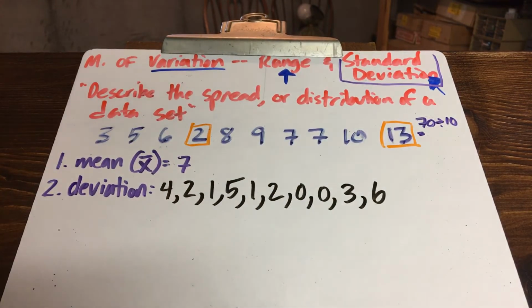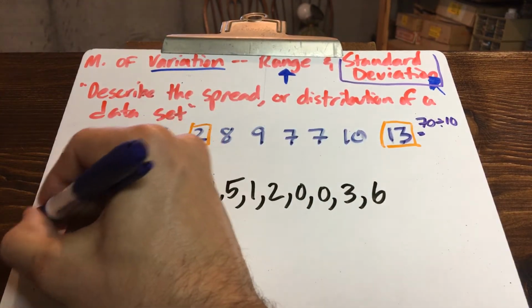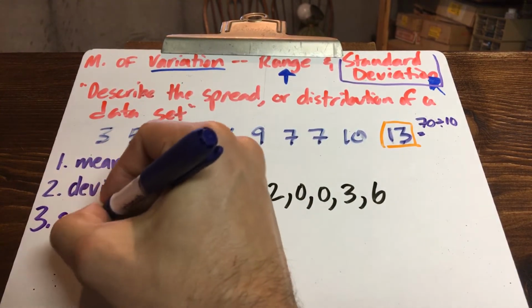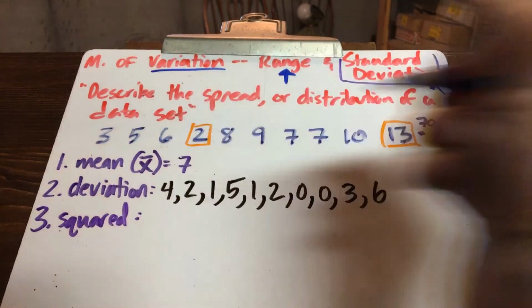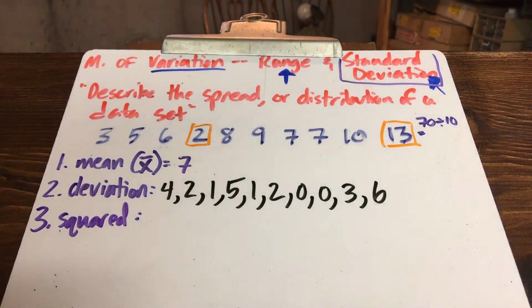Okay? So we take all these answers. These are called the deviations. And then we square them. We just take all these answers and square them, right? We know how to do that.